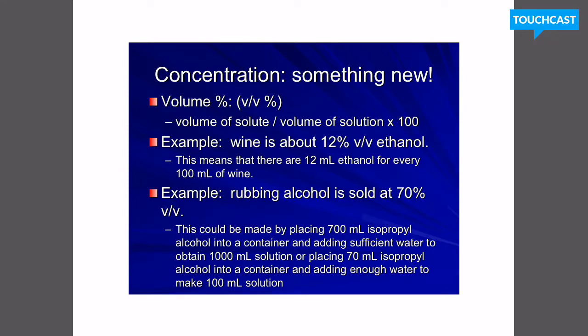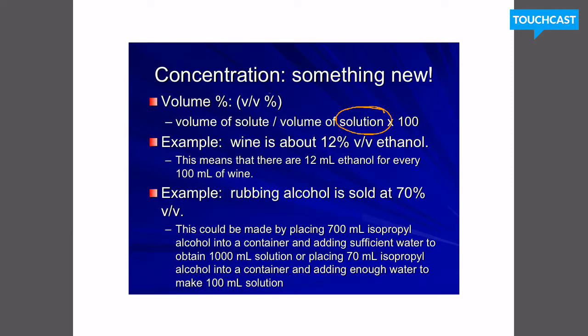Please make special note here that we are talking about the volume of the solution on the denominator, so make sure you're getting that right. The solution is both the solute and the solvent combined. So an example is wine has a 12% volume of ethanol. That means that for every 100 milliliters of wine, you'll have 12 milliliters of ethanol.